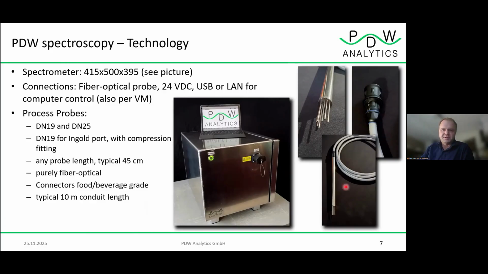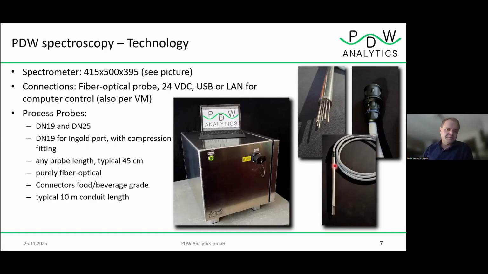You can see some images of the fiber optical probes here on the right side. We work with a couple of optical fibers on these process probes. They are currently available in DN19 and DN25. The DN19 probe is the one we typically use for biotech processes because this goes nicely with a compression fitting through an Ingold port into a standard fermenter. Of course, these probes can also be modified by welding on some special flanges if needed. The typical probe length is like 45 centimeters, but this can be modified.